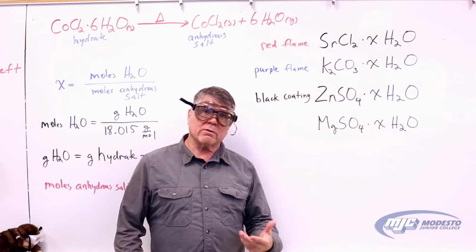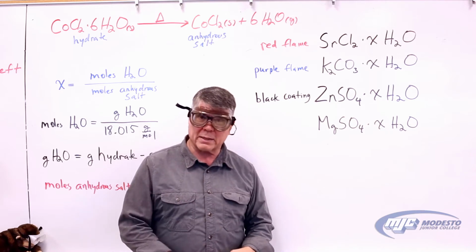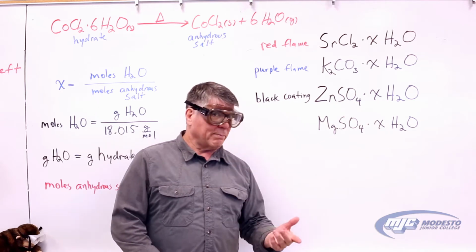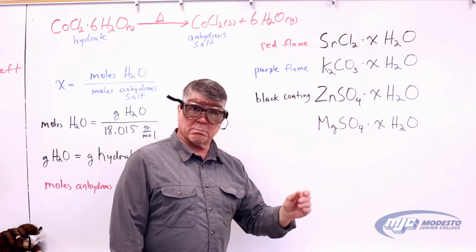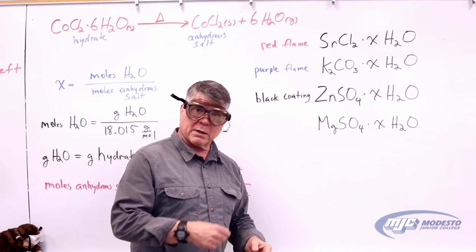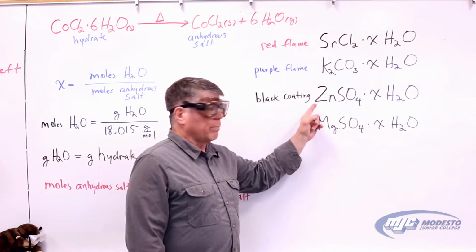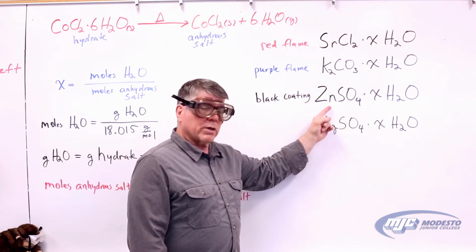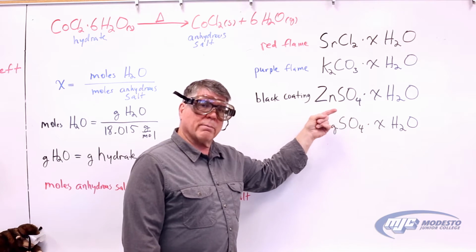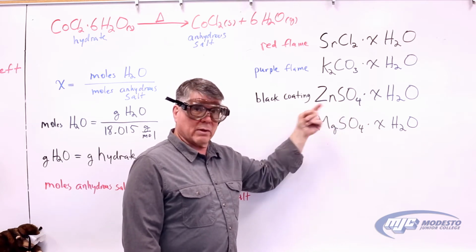Well, if you don't see either of those two colors, then you're lucky enough to be able to do what's called the magnesium strip test. We just take some of your unknown hydrate, put it in some water, and drop a strip of magnesium metal in there. If your unknown is zinc sulfate, the anhydrous salt, you're going to get a black coating on the magnesium metal.